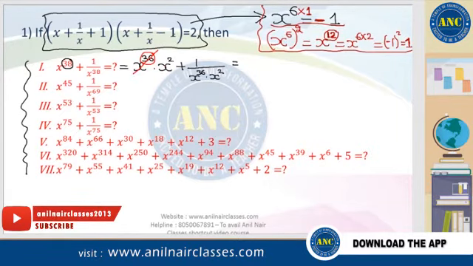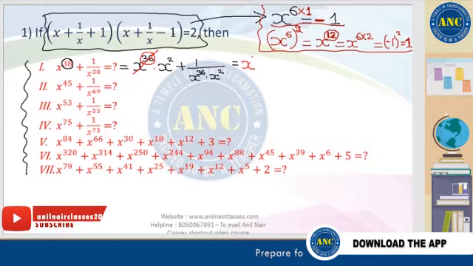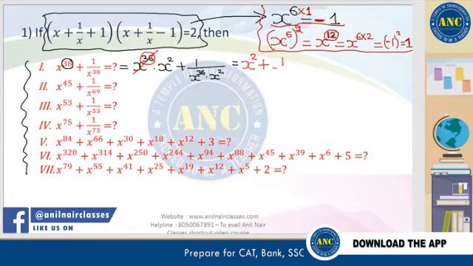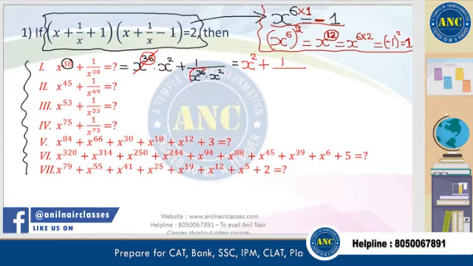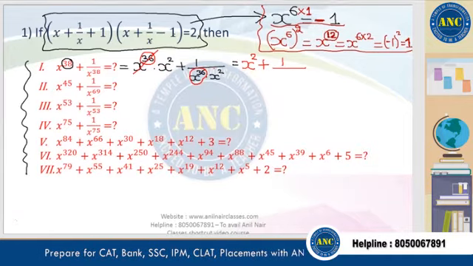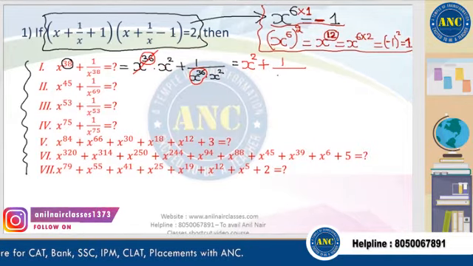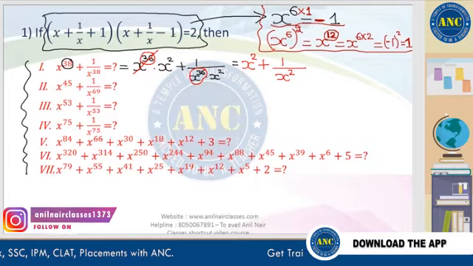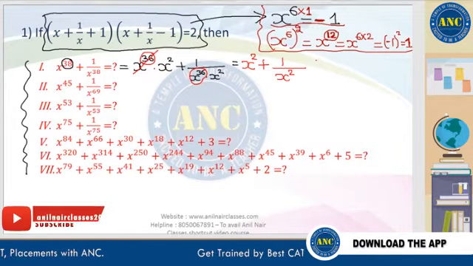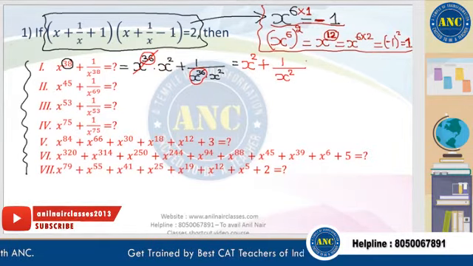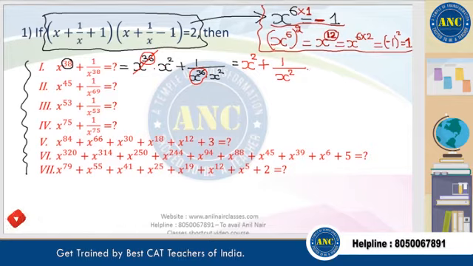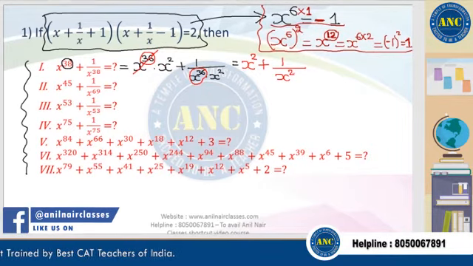1 into x^2 is x^2. Let me write it here. Plus 1 divided by x^36 is once again an even multiple of 6. The value is 1. 1 into x^2 is x^2. That means basically they are asking you to find the x^2 + 1/x^2 value.